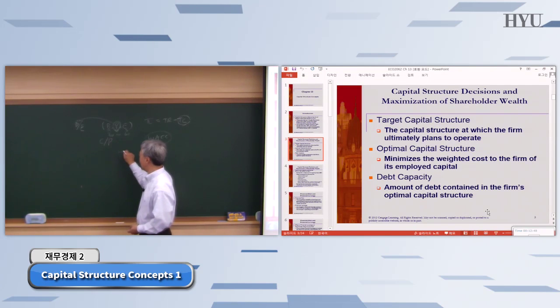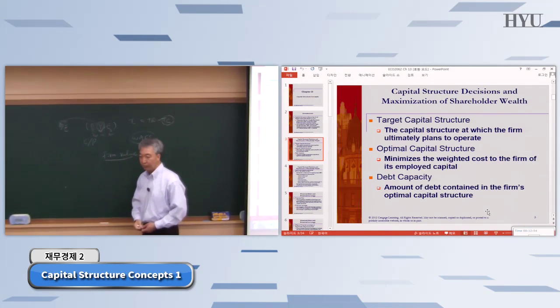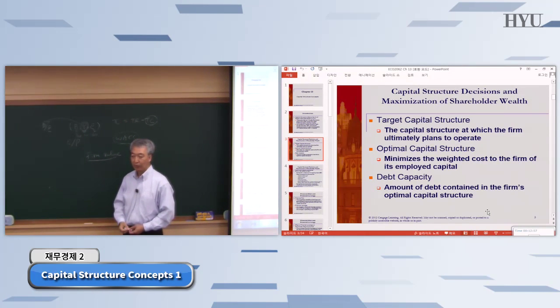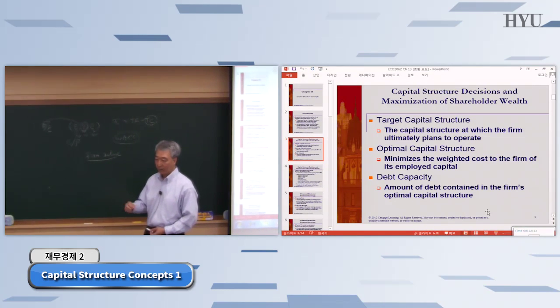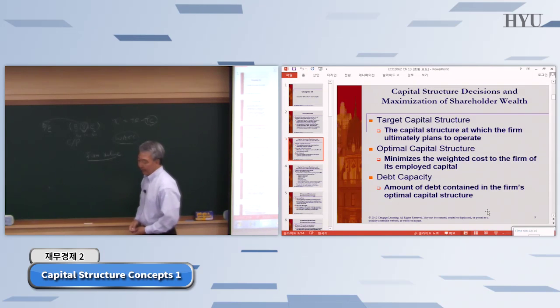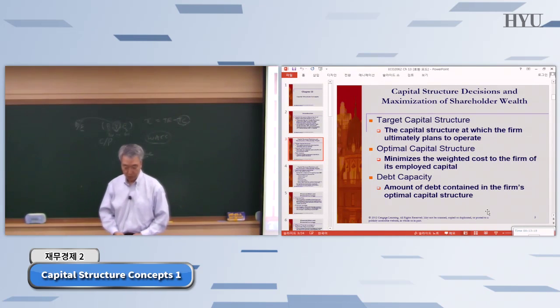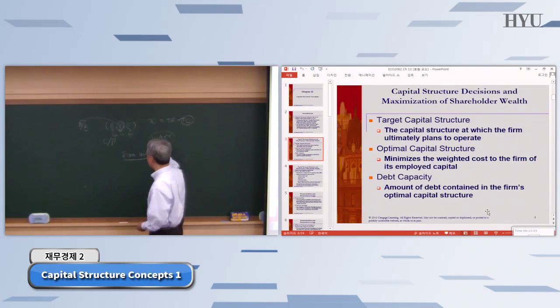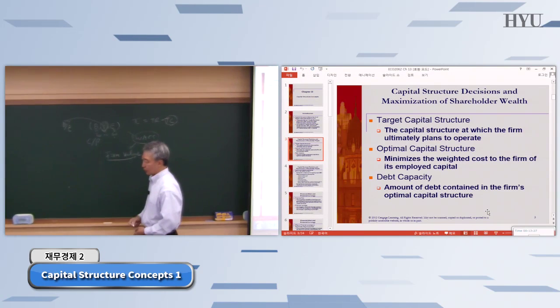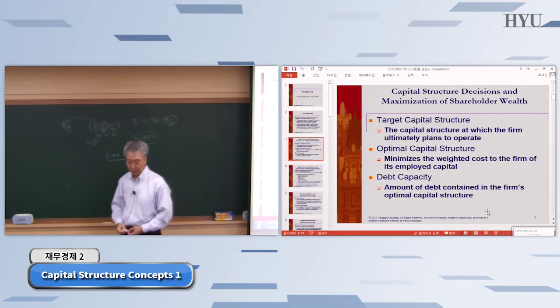Firm value. What is the firm value? Well, it's the value of all the assets owned by this company. In other words, it's the same thing as shareholder wealth. They're all consistent concepts. All right, so the optimal capital structure is a structure of these components that minimizes WACC, and as a result, that's going to maximize the firm value. That's the connection.